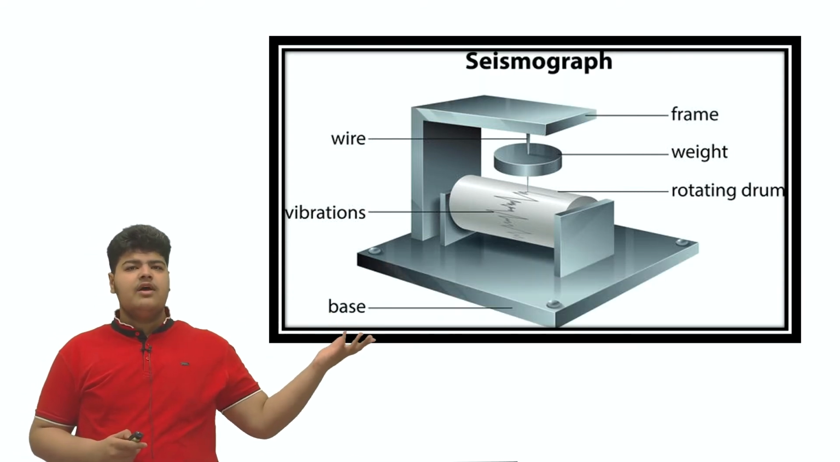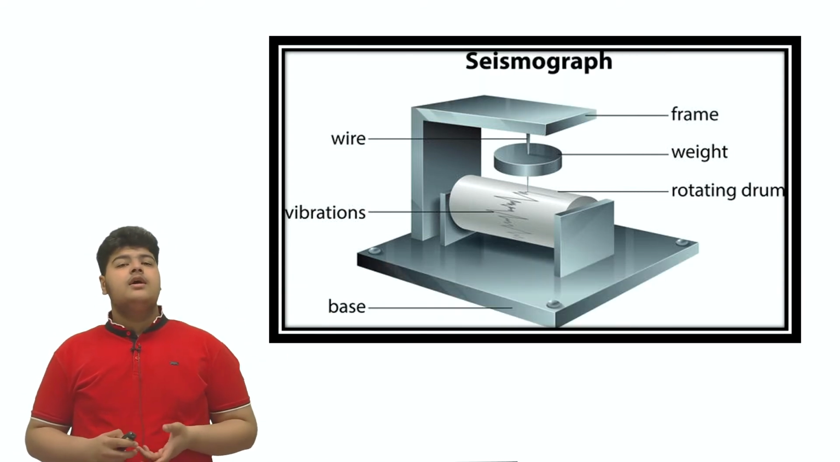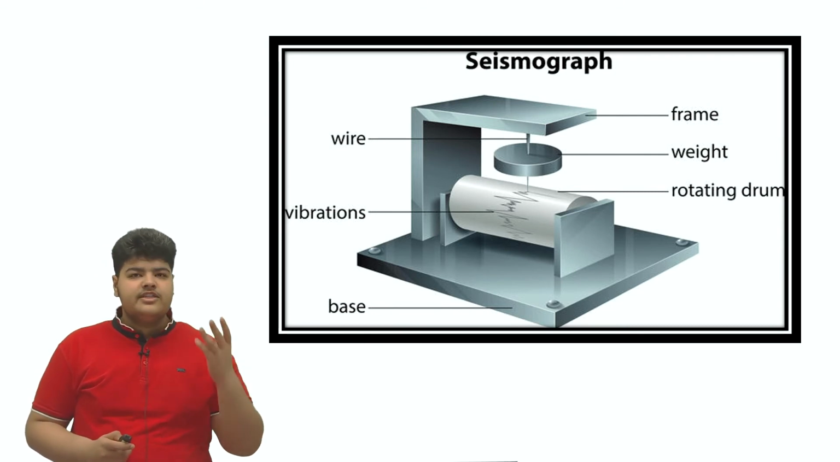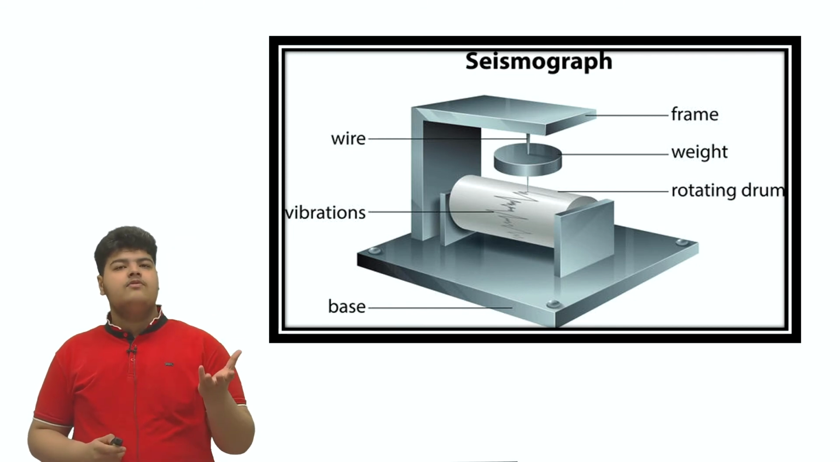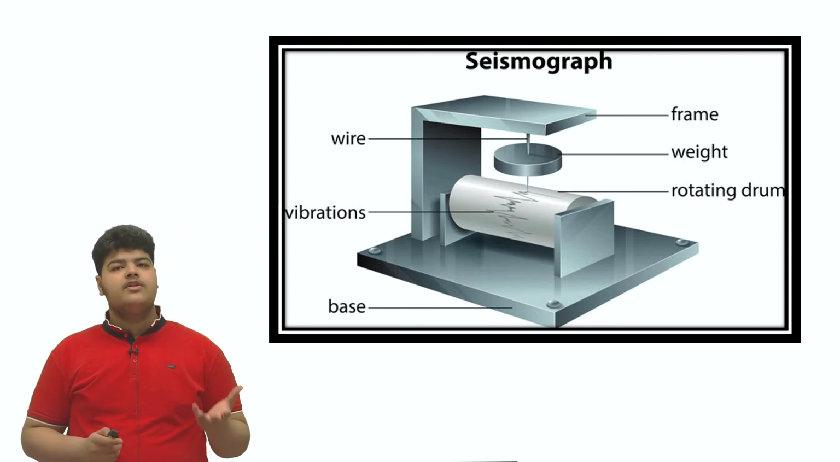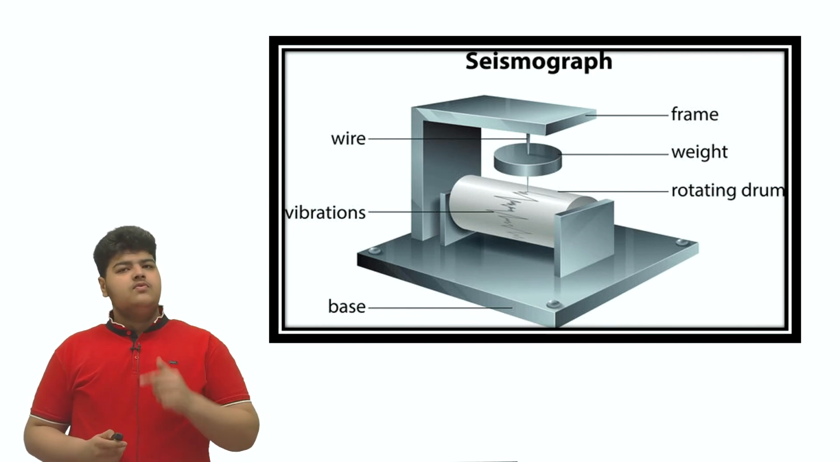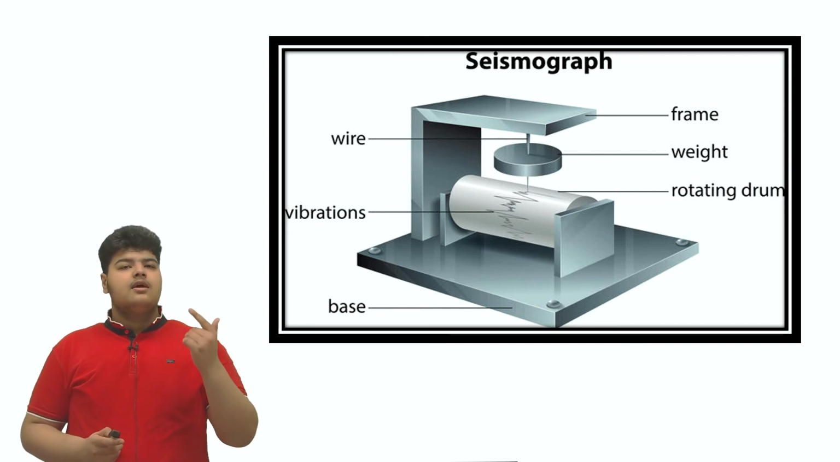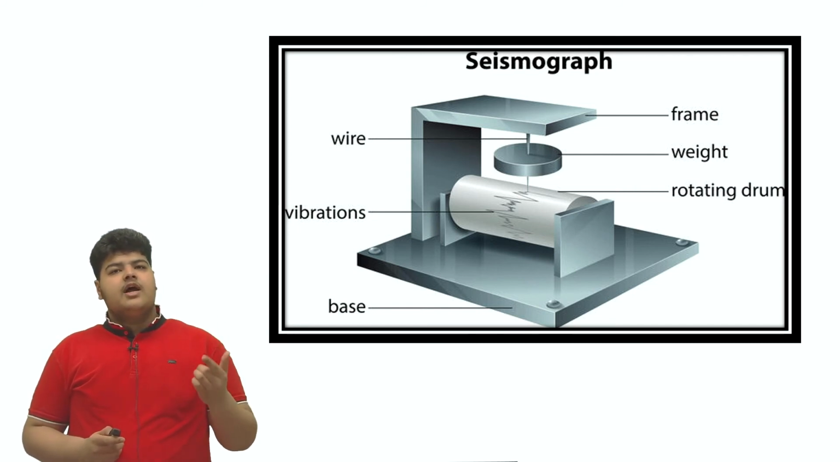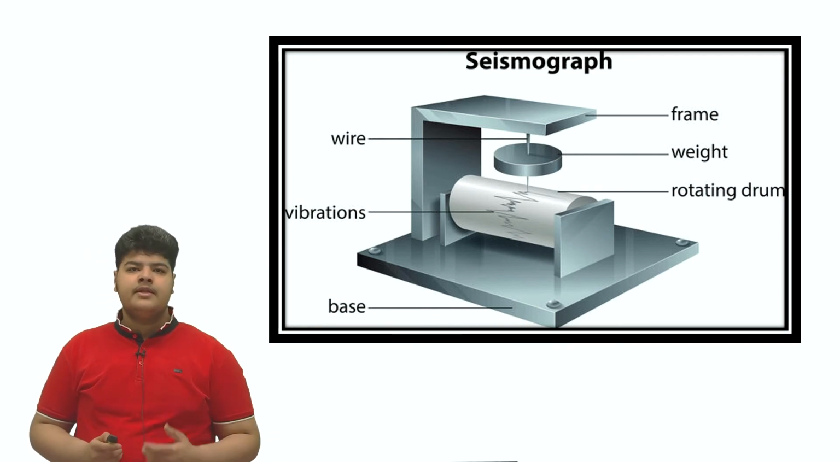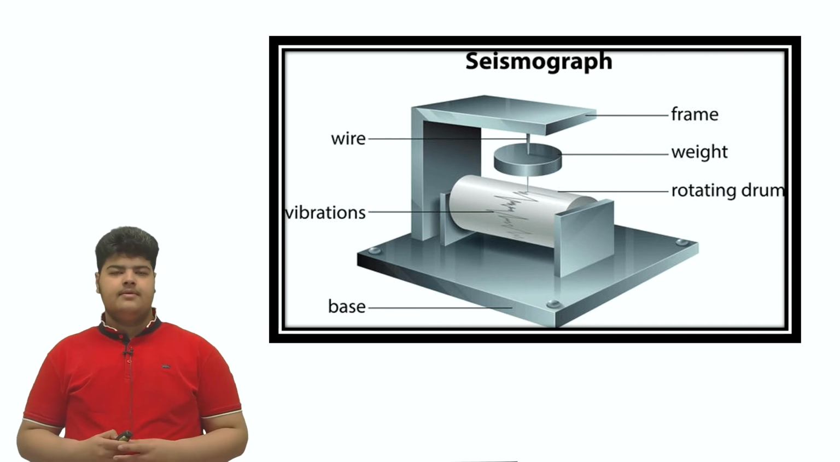The seismograph has a rotating drum on which the readings of the earthquake are printed. This device is kept in place at the time of the earthquake, and with the shaking of the ground, this device also experiences those vibrations and the weight starts vibrating. Because of that, the wire also vibrates and doesn't print a straight line, and starts giving readings on the rotating drum. These readings are then used to determine the intensity of the earthquake.